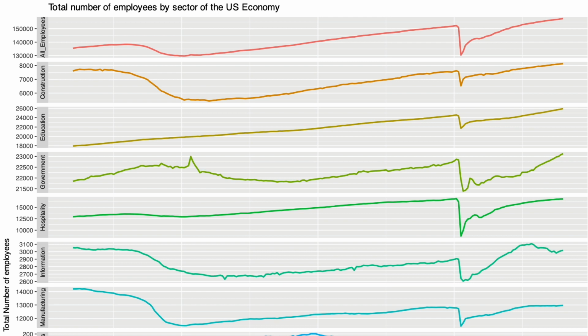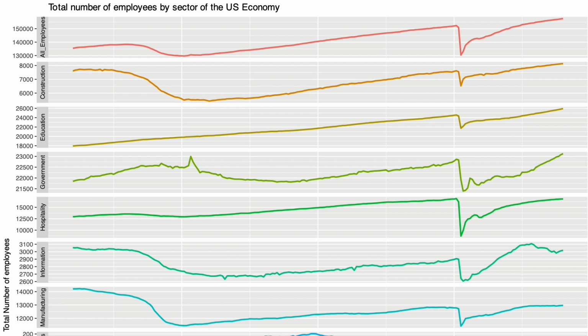So let's start by taking a look at just the overall US economy. What you can see here is a total number of employees by month. And if you look at the top one, that's all employees. And it starts way back, like 15 years ago. And that big drop you see towards the right, that's COVID.